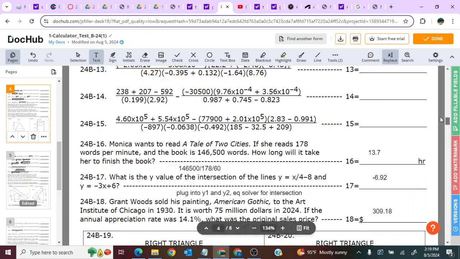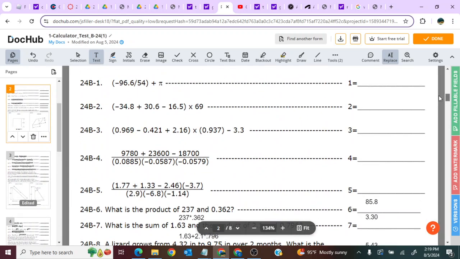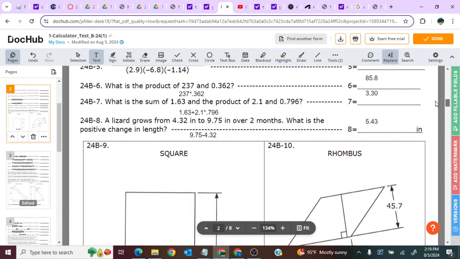Okay. We start at the beginning with some pretty easy problems. What is the product of this number and that number? Put it in your calculator. Number 7 is the same. 1.63 plus 2.1 times 0.7696. Get 3.3.